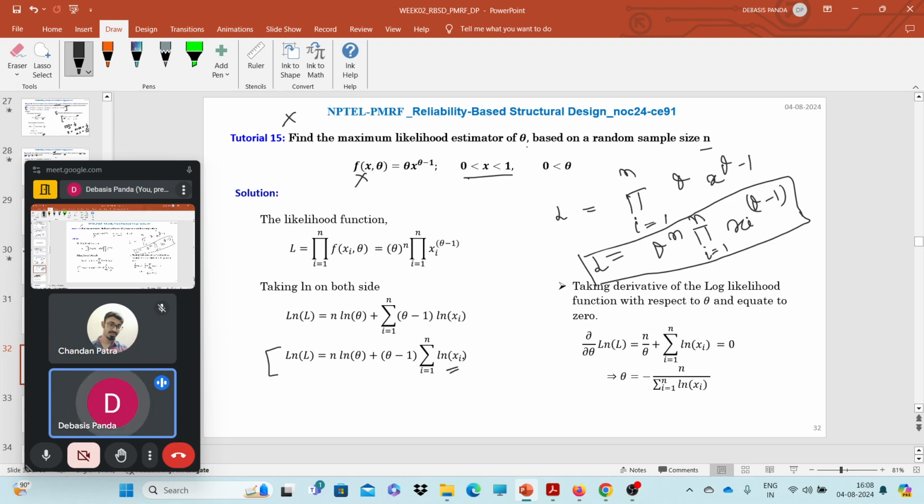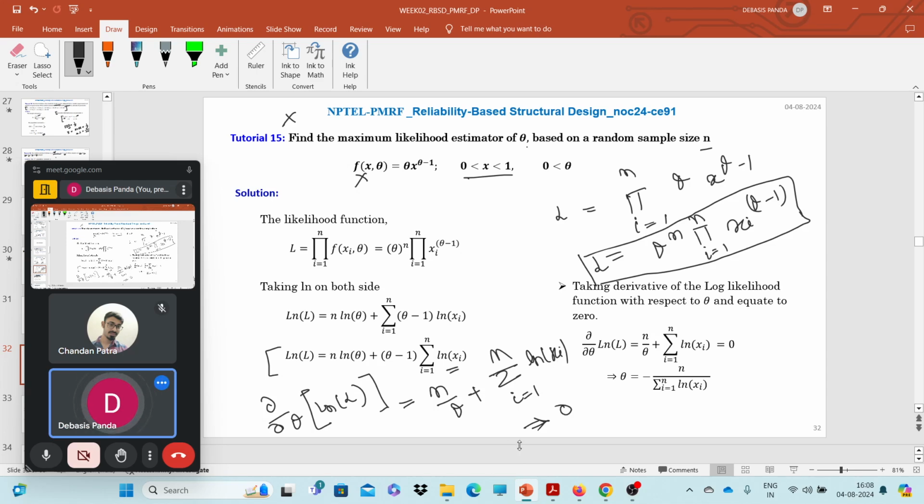We already have calculated the log likelihood function. So what do we need to do? We need to differentiate this log likelihood function with respect to theta. So what does that give if we perform the differentiation? Here we have n ln of theta, so that will become n by theta, plus theta minus 1 times the summation operator. The derivative of theta gives 1 minus 1, so that part will nullify, and we are left with summation from i equals 1 to n of ln of xi. And that is equal to 0, we need to equate it to 0.